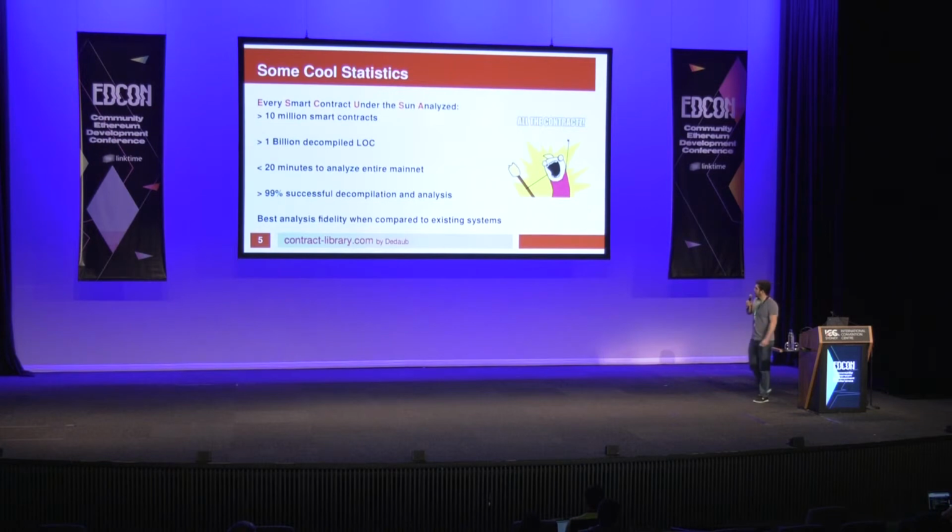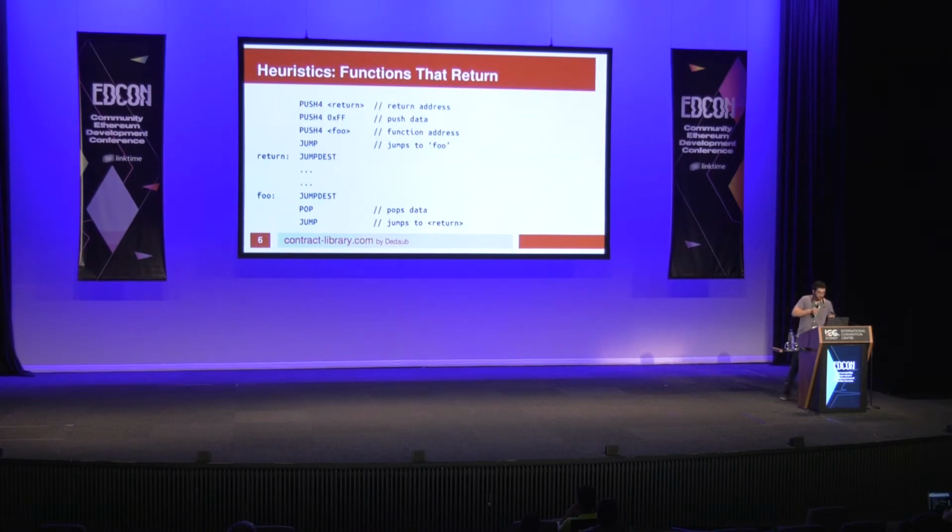In terms of analysis and decompilation success, we have over 99% of the smart contracts which we scale to. And contract library has the best analysis fidelity when compared to existing systems which do security analysis. So here's one of the heuristics that we use in the decompilation. This is a disassembly of some Ethereum bytecode.